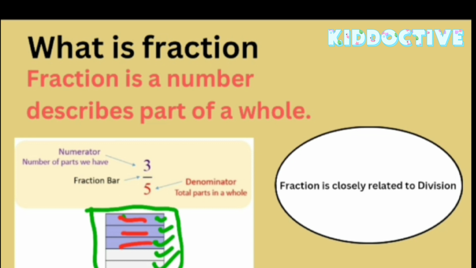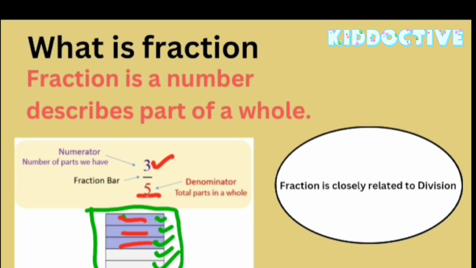Okay. So how will we represent the fraction? 3 divided by 5. Why? The whole is divided into how many parts? 5 parts. So 5 parts we are going to write down. And how many colored parts are there? You can see there are 3 parts. So we have to write it in the upper part. Okay. So 3 divided by 5. So we discussed division. Okay. Why? Because a fraction is closely related to division.